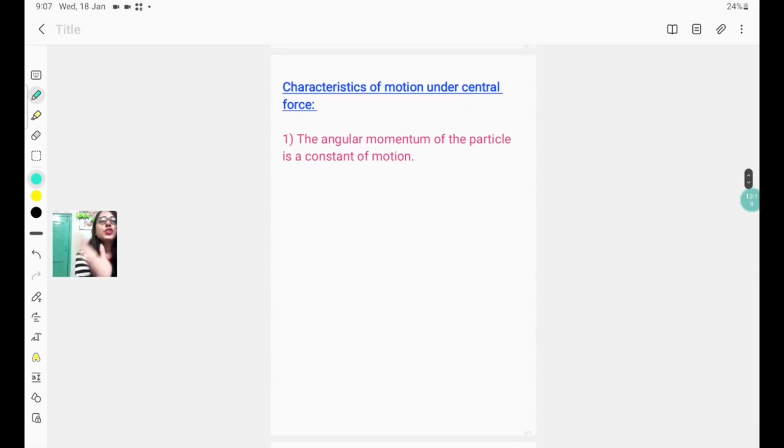Now come to the characteristics of motion under central force. So now we are going to discuss some characteristics of this central force motion. Basically, there are 4 characteristics and we will prove each of the characteristics.